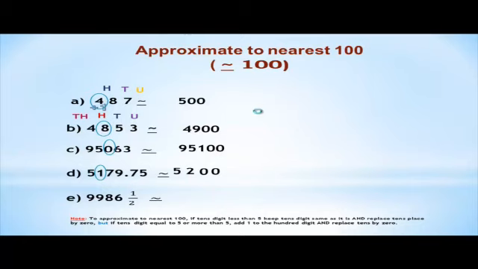If I find any decimal number or fraction in the approximation to 100, I will cancel it. Letter E. I have 9,986 and a half. Determine the place value of 100. I found it is 9. Look at the digit before the 100. I found it is 8. 8 is a strong number, so give 1 to the 9. 1 plus 9 equals 10. Put 0, carry 1 to the next digit. So 9,986 and a half is approximated to 10,000.